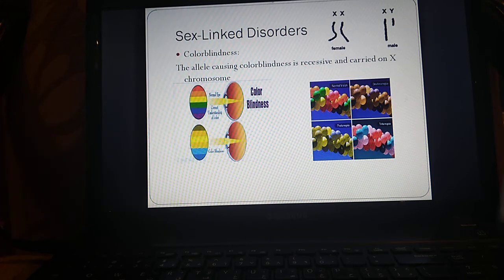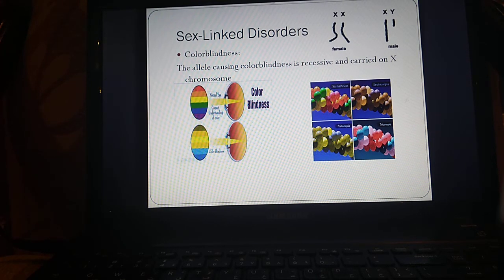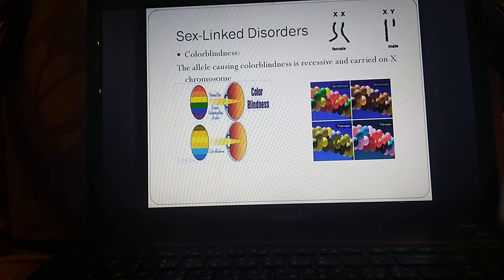Okay? Now, fortunately, the allele causing color blindness is a recessive allele. And it is carried on the X chromosome.